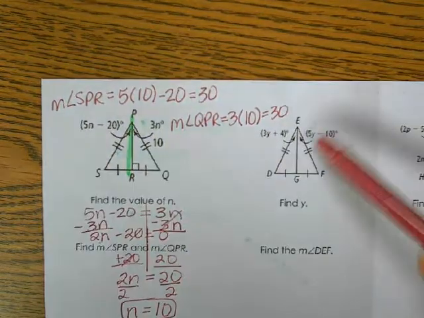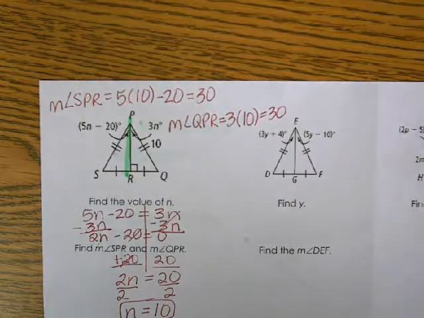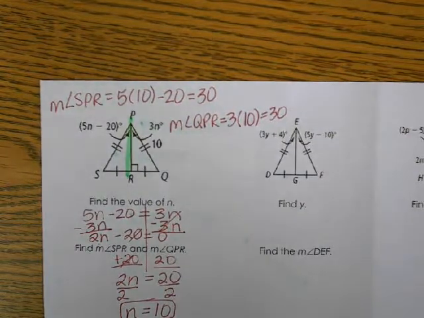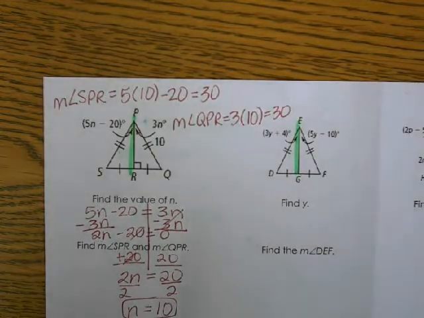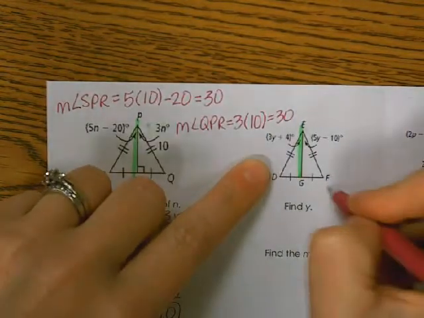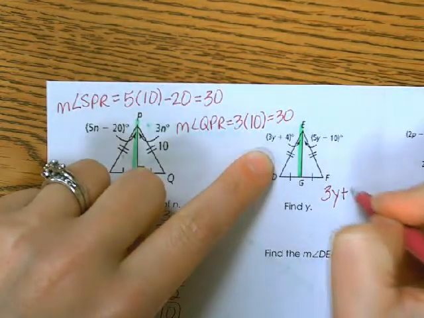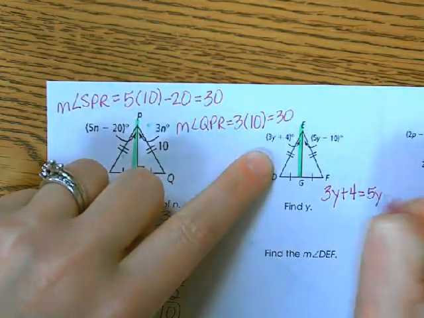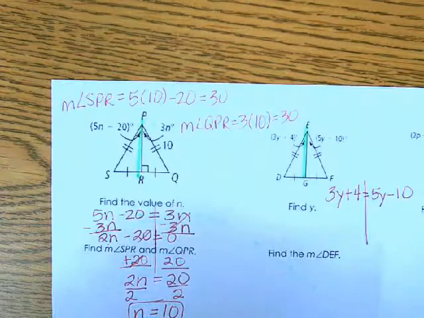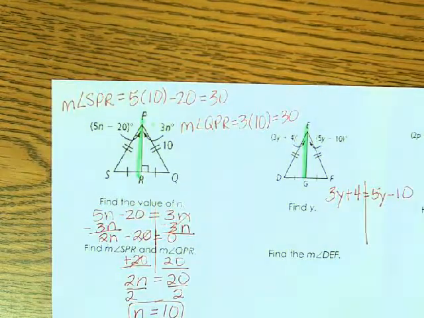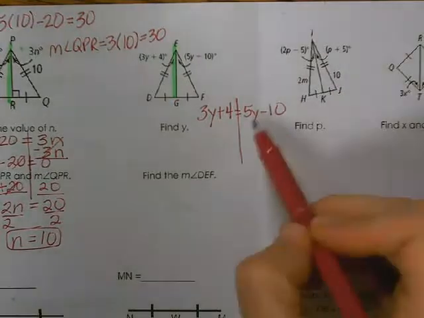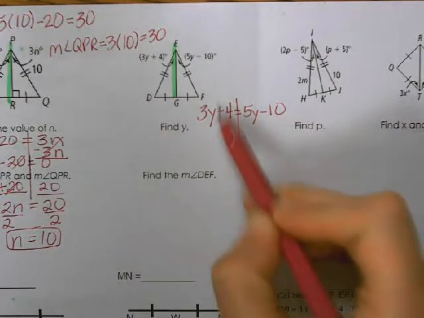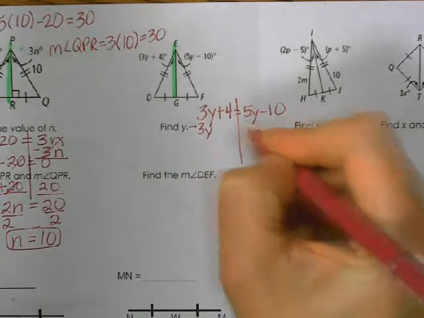Okay? Alright, so same thing on this one. It says find y. If EG is my bisector, then we're going to go ahead and set them equal to each other. So 3y plus 4 equals 5y minus 10, and we're going to solve that equation. Okay, so on this side, 5y is bigger than 3y, so I'm going to subtract 3y from both sides.